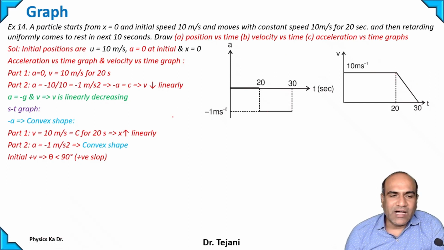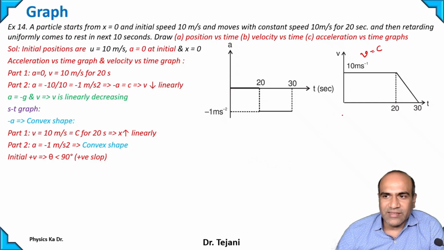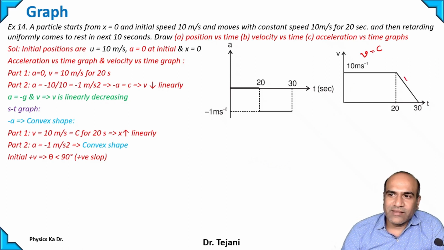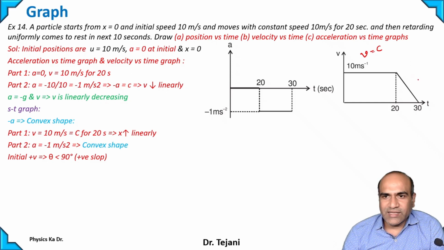Then the last graph here, velocity is constant. That means for this region displacement is linear. Displacement is linear, and here velocity is decreasing. Velocity is decreasing here in this case.